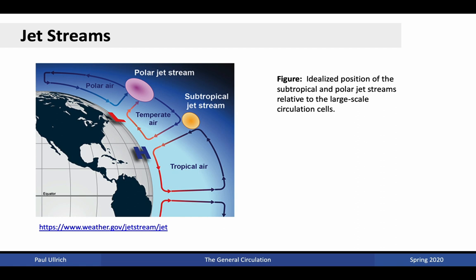Here's an idealized image showing the positions of these two jet streams. The subtropical jet stream is located above the surface high that typically appears in the subtropical regions, and it's located at the confluence of the Hadley and the Farrell cells. The polar jet stream is located along the polar front, and it is associated with this midlatitudinal low, which is at the confluence of the Farrell cells and the polar cells.